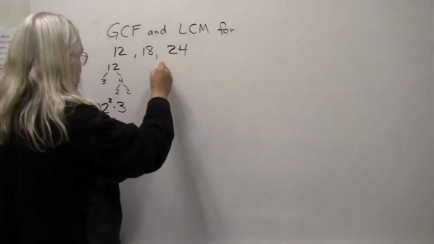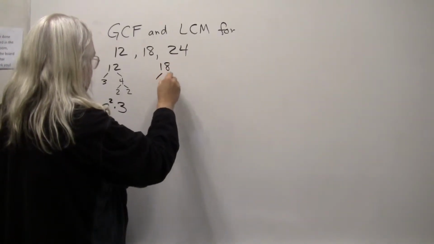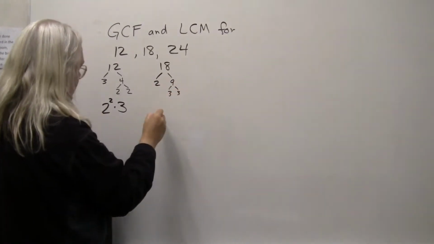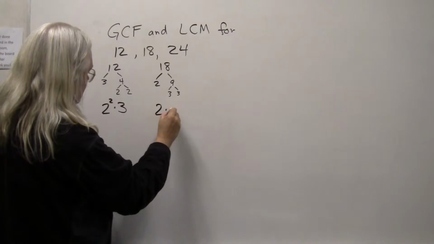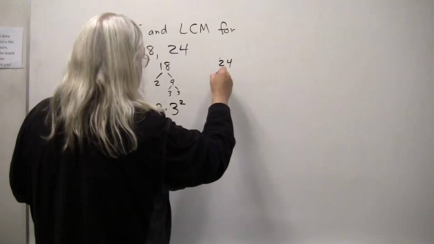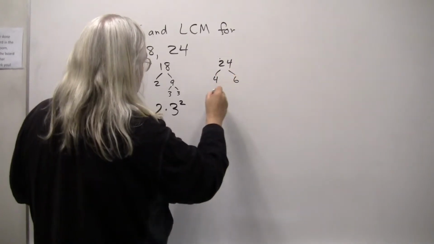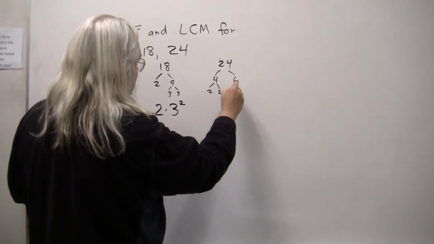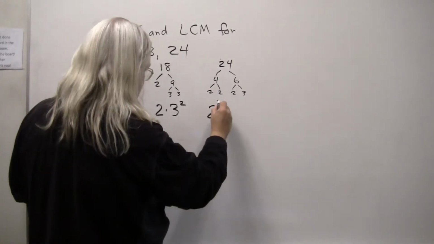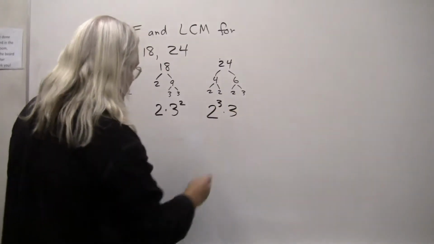If I do the same job for 18, I can split that into 2 times 9, and 9 splits into 3 times 3. So I can write that as 2 times 3 squared. And 24 splits into, say, 4 times 6. That splits into 2 times 2, and 6 is 2 times 3. So 24 is 3 factors of 2 times 1 factor of 3.